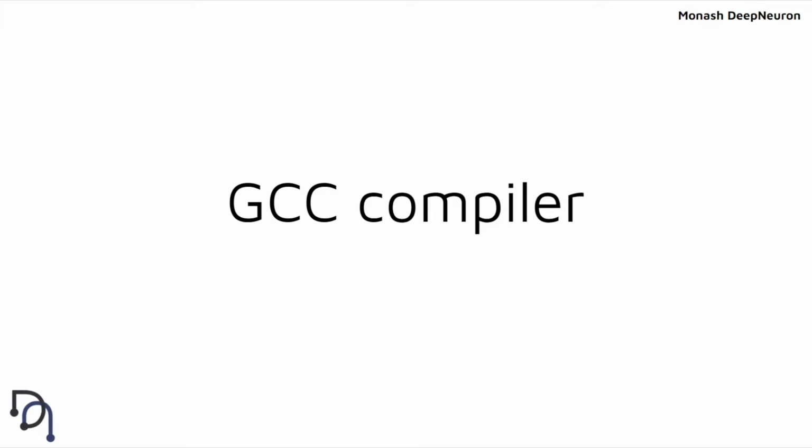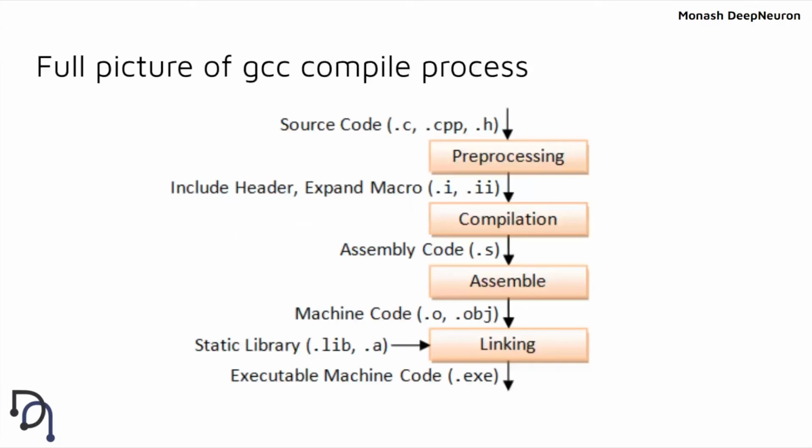GCC stands for GNU Compiler Collection. GCC is the software used to compile mainly C, C++, Fortran. It can also compile Java. GCC can run in many operating systems. And here's a full picture of the GCC compile process.